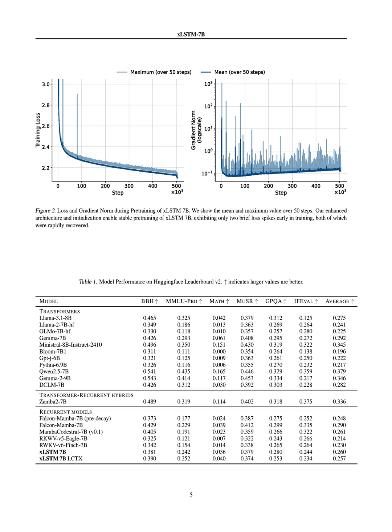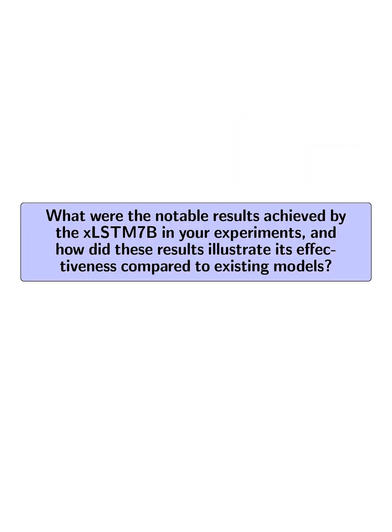The results indicated that xLSTM-7B ranked mid-range among 7B scale models, suggesting potential for improved performance with larger and better curated training datasets. What were the notable results achieved by the xLSTM-7B in your experiments, and how did these results illustrate its effectiveness compared to existing models?